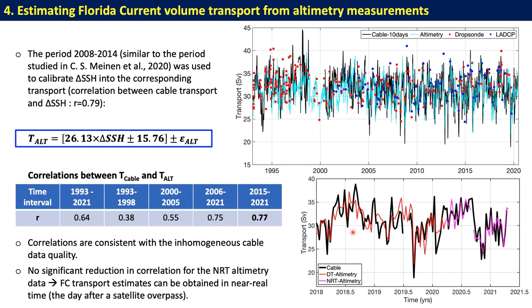Correlations between the cable and altimetry derived transport for the entire record and for different time intervals are shown in this table. And these correlations are consistent with inhomogeneous cable data quality, with lower correlations in the 90s and 2000-2005, and then better correlations starting from 2006. It should be noted that there is no significant reduction in correlation for the near real-time altimetry data, probably because we use averaging over long track segments. This means that the Florida current transport estimates can successfully be obtained in near real time, actually a day after a satellite overpass.